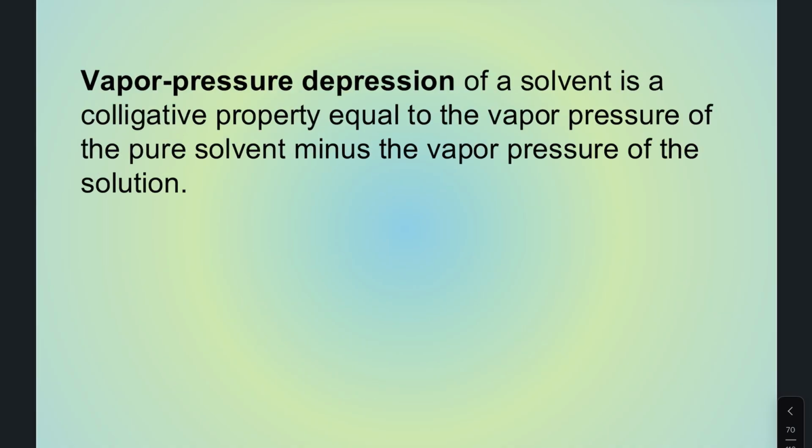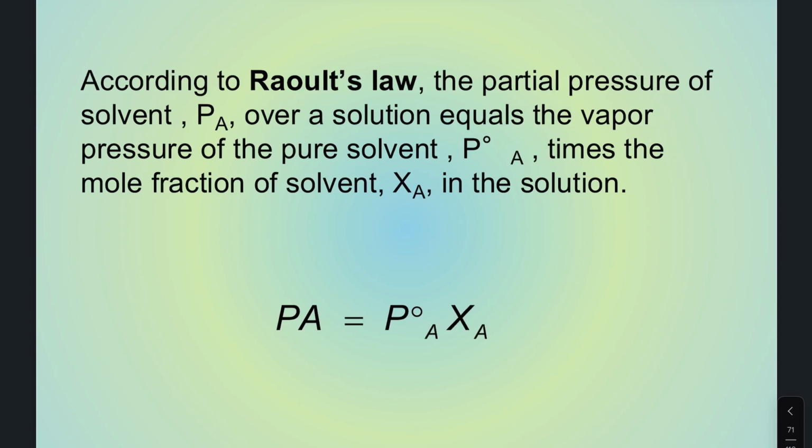So let's start with vapor pressure depression. We have talked about vapor pressure already. It's the amount of pressure of a gas coming off of your liquid. It's equal to the vapor pressure of a pure solvent minus the vapor pressure of the solution. So we have to find out what the vapor pressure of the solution is.